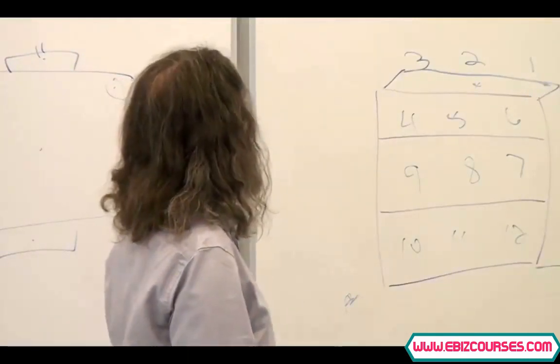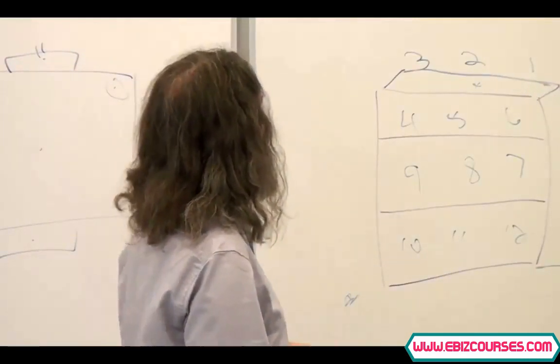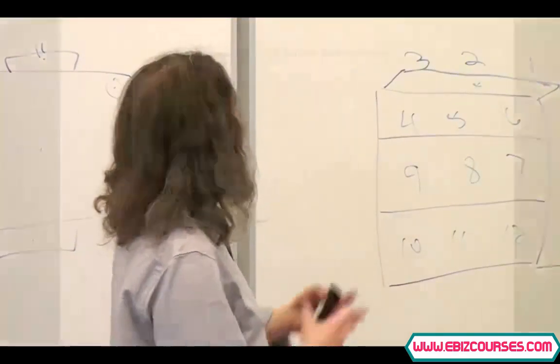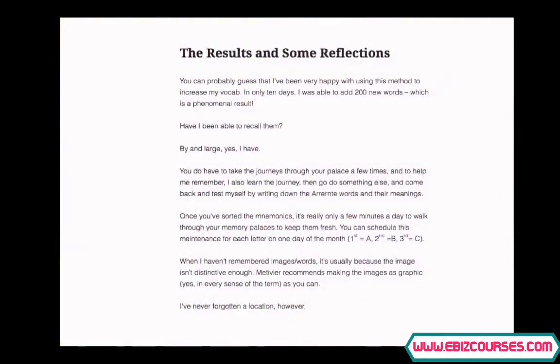And one of the things that's really neat here is that she talks about how if the image isn't distinct enough, then of course you want to work on compounding it. But one thing she points out is that she never, ever had problems with locations, because she was being very careful about using ones that she's really actually familiar with and structuring them in particular ways.